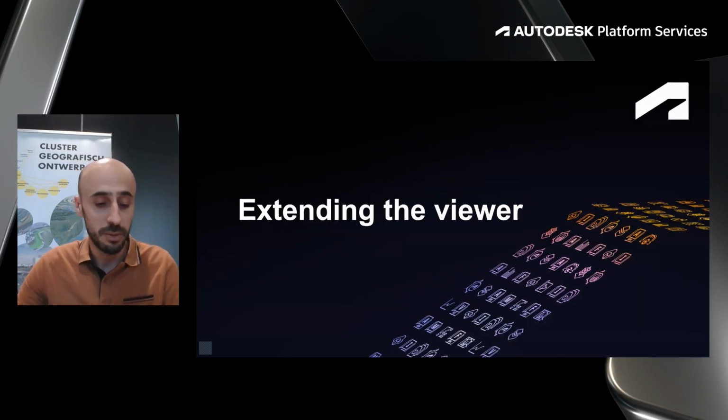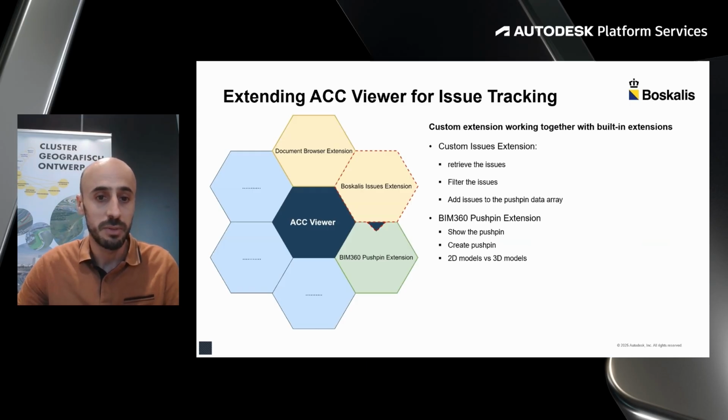For extending the viewer, we had to extend it with an extension to be able to show the issues. For this, we use the built-in extension mechanism of the viewer. Our custom extension retrieves the issues, does the filtering of which issues to show, and adds the filtered issues to the pushpin data array. The pushpin data array is part of the BIM 360 pushpin extension. The pushpin extension shows the pushpin representing the issues, handles the placement of the pushpin, and also handles events like click events or drag and drop.